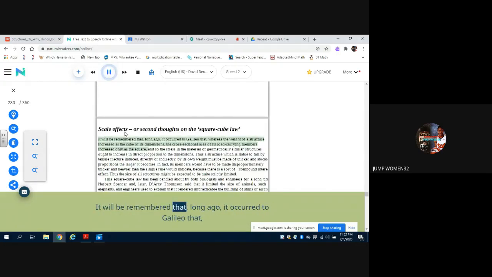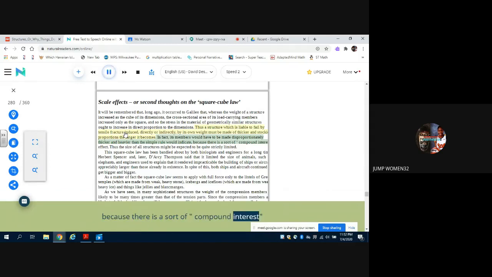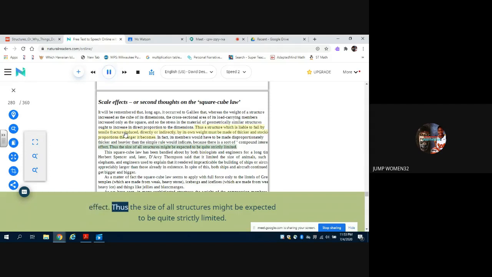It will be remembered that, long ago, it occurred to Galileo that, whereas the weight of a structure increased as the cube of its dimensions, the cross-sectional area of its load-carrying members increased only as the square. And so the stress in the material of geometrically similar structures ought to increase in direct proportion to the dimensions. Thus a structure which is liable to fail by tensile fracture induced, directly or indirectly, by its own weight must be made of thicker and stockier proportions the larger it becomes. In fact, its members would have to be made disproportionately thicker and heavier than the simple rule would indicate, because there is a sort of compound interest effect. Thus the size of all structures might be expected to be quite strictly limited.